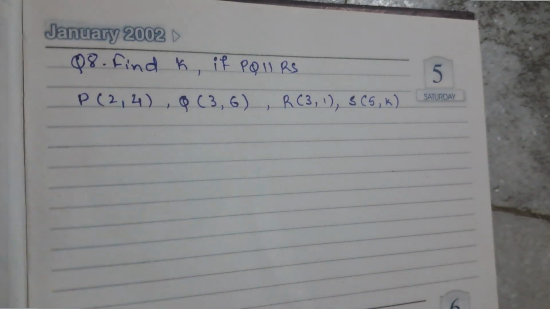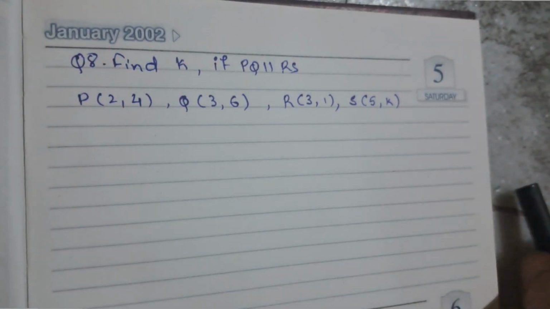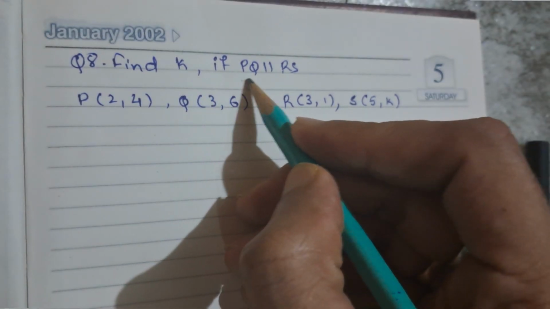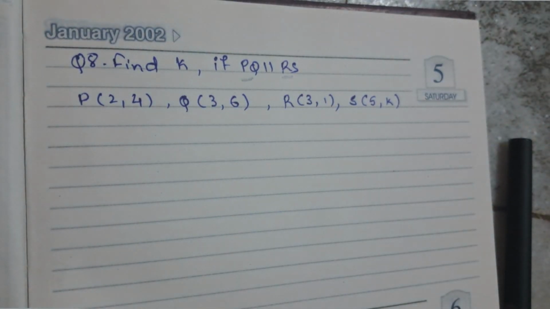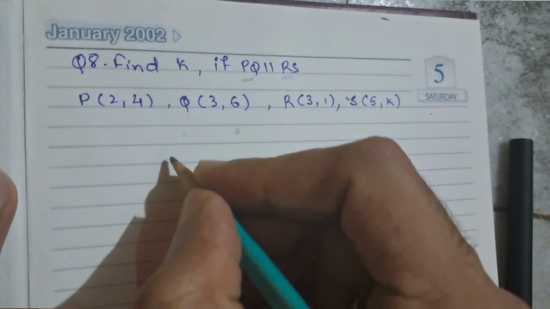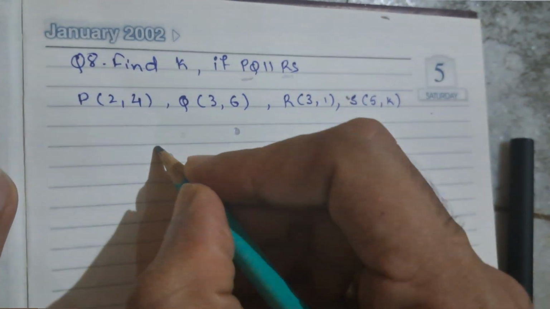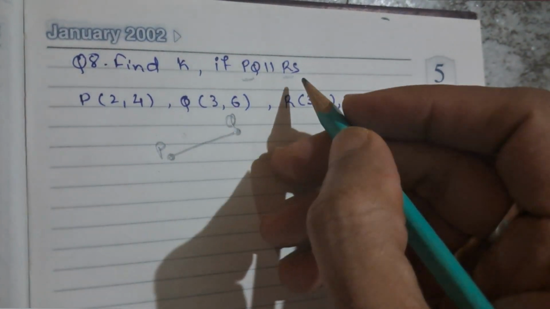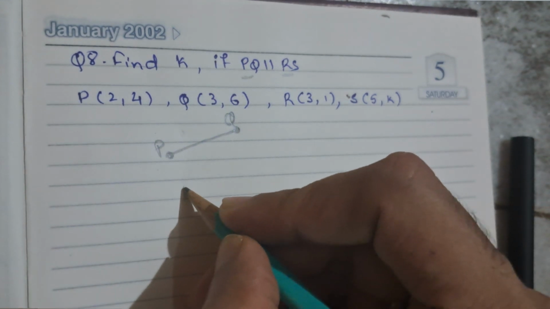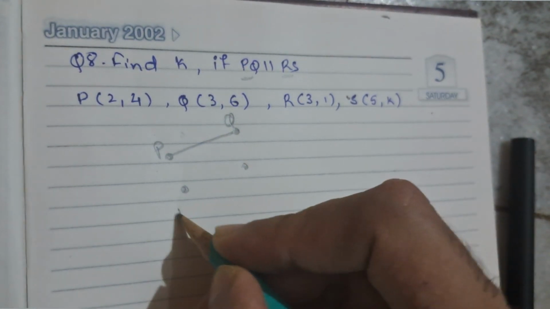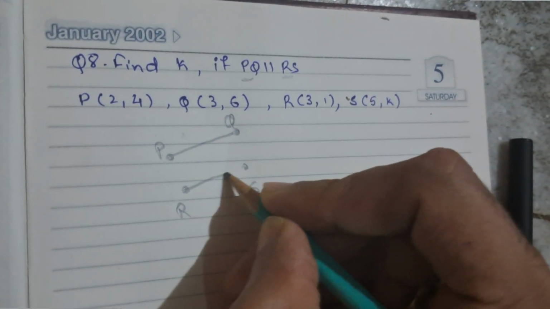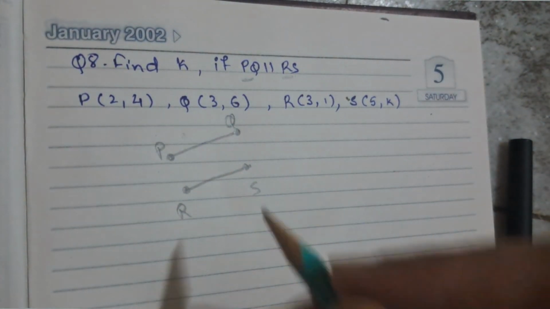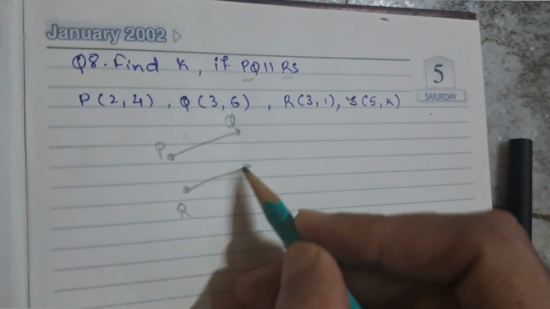So let's see the next question. It says find the value of k. So it's again almost similar to the previous sum, but this time it says PQ is parallel to RS. So one thing to understand over here: let's say P is here and Q is here. So when I say PQ, we are talking about this line. And when we say RS, let's say R is here and S is here. So this is RS. And as the question says, PQ is parallel to RS. That means these two lines are parallel to each other.